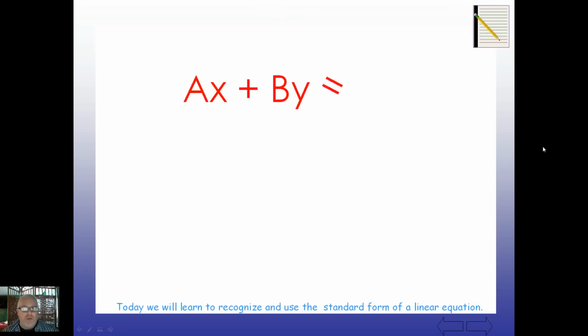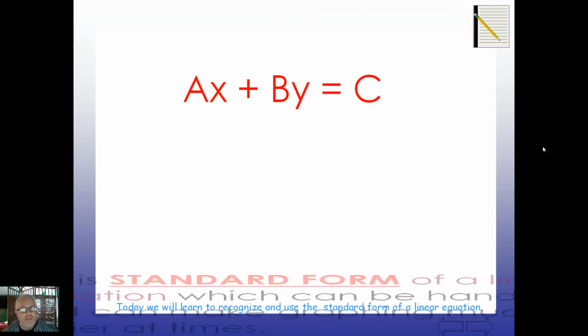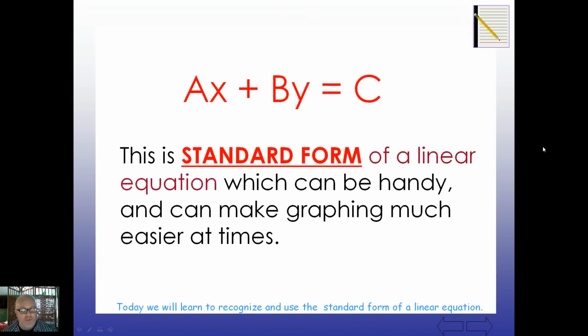Today, in your notebook, you should write down this one. This is going to look familiar to what we've seen before, but you'll notice it's not ax squared. It's going to be ax to the first. This is a linear function. This is the standard form of a linear equation. This can make things much easier for graphing, as we'll see pretty soon, but you should definitely write that down. Ax plus by equals c. This is the standard form of a linear equation.